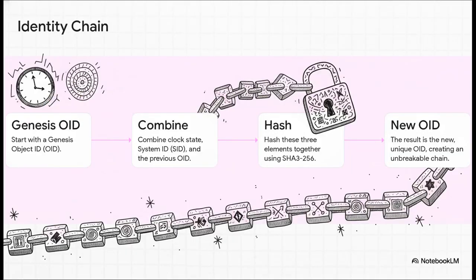And here's how it works. An object's identity isn't just a name, it's a cryptographic chain. Each new object ID is a hash of the current time, the object's unique properties, and, this is the crucial part, the ID from the previous frame. This creates an unbreakable chain of proof that stretches all the way back to the object's creation. It's like a digital paper trail that is impossible to forge.